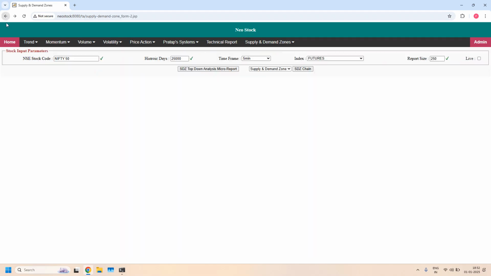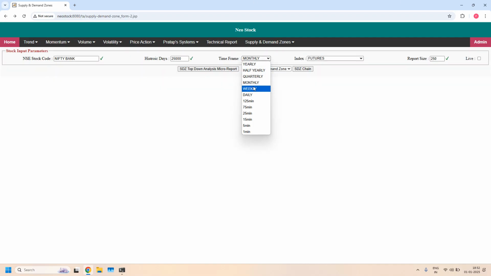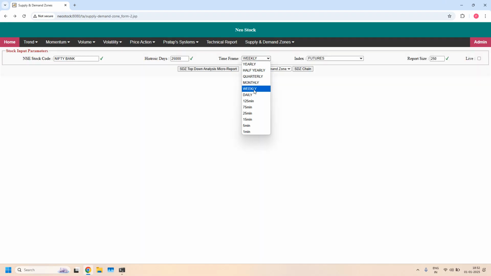Next reports are about BANKNIFTY. So that is nothing but NIFTY Bank. So generating monthly supply demand zone chain for BANKNIFTY. Next, weekly supply demand zone chain for BANKNIFTY. Next, daily supply demand zone chain for BANKNIFTY.